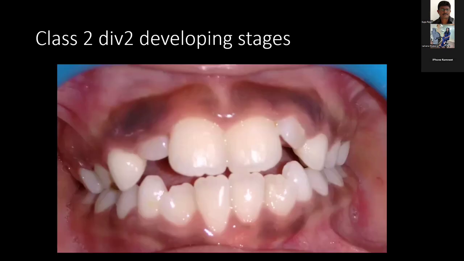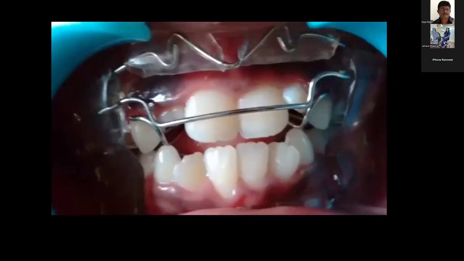Now class 2 div 1 is one option. What about class 2 div 2? This is also a good option provided you get the patient early. Early means in the initial stages of eruption of the laterals, if you see a class 2 div 2 developing, this is a good appliance. But if the class 2 div 2 is completely developed, like late stage, this is not an initial option. I will tell you the modification there. So if the laterals are in the stages of eruption and going into an initial stage class 2 div 2, this is a wonderful appliance, and I'll show you how it got corrected.